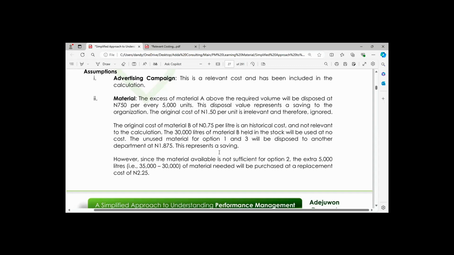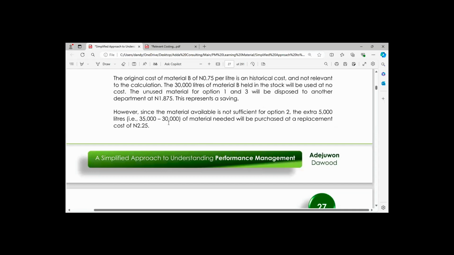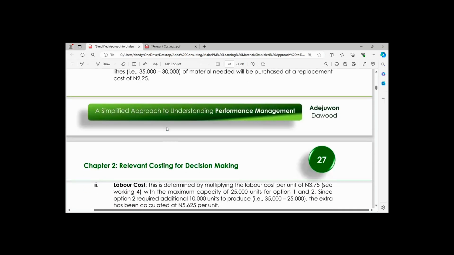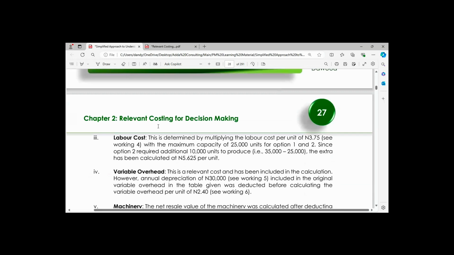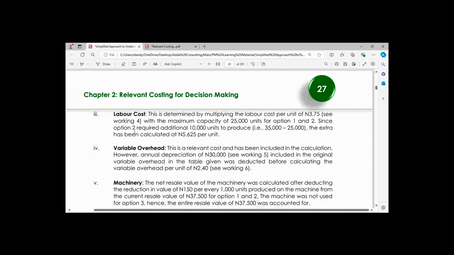This represents a saving. I also stated further, however, since the material available is not sufficient for option 2, the extra 5,000 liters, that is 35,000 liters minus 30,000 liters available, of the material needed will be purchased at a replacement cost of 2 naira 25 kobo. So this is to simplify, so that when you are reading on your own, you will understand how the numbers are being gotten.